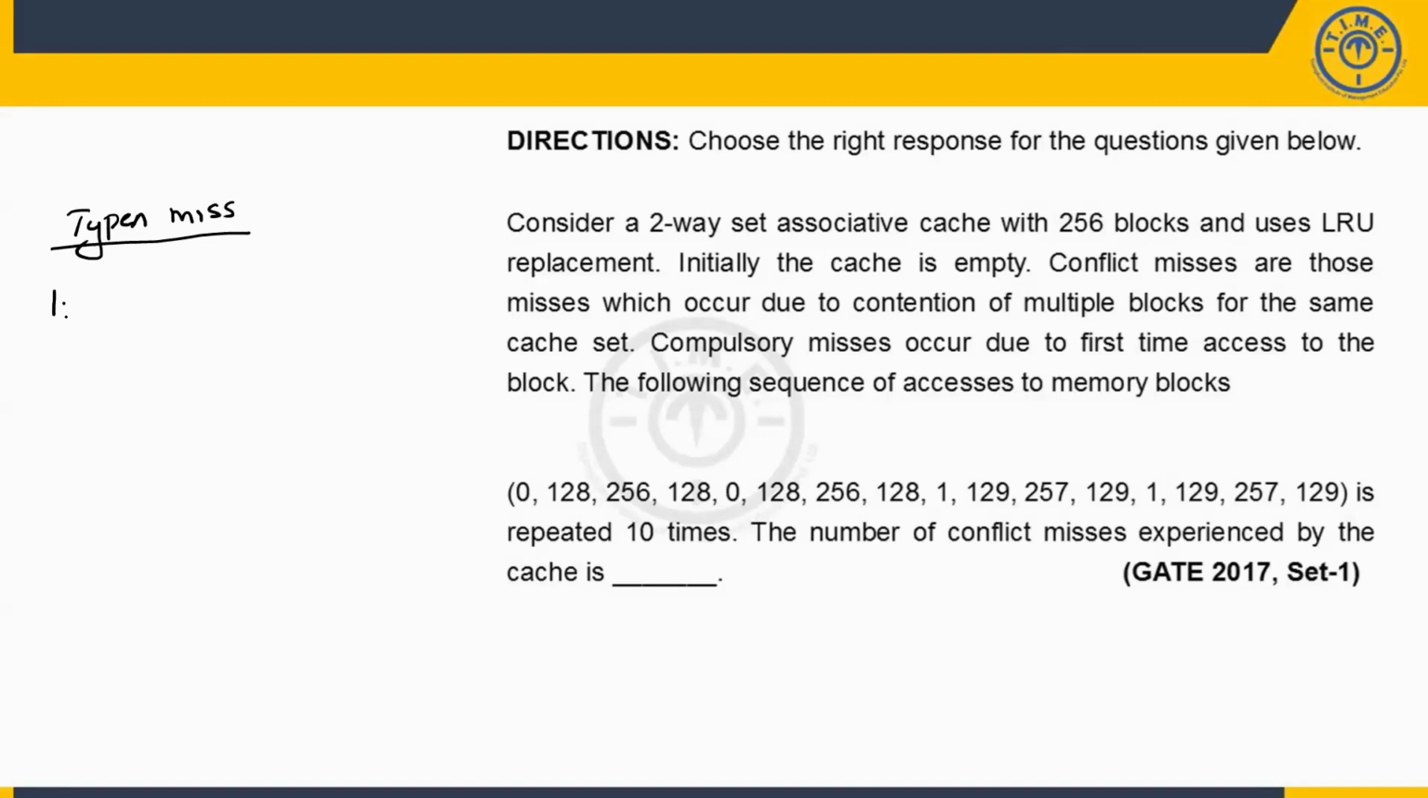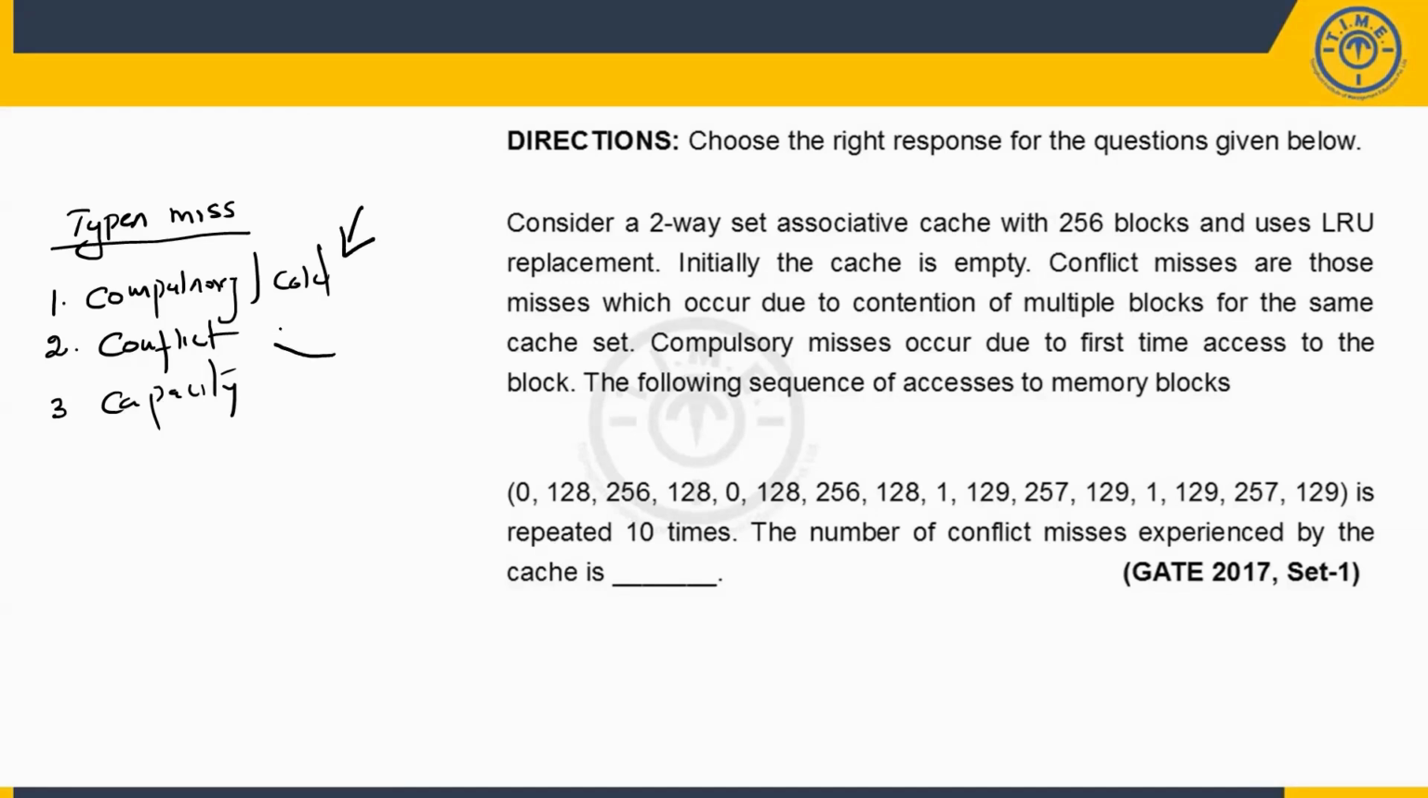Do you remember this, Ravi? Yes, sir. What are those? Compulsory miss, conflict miss, and capacity miss. The first one is the compulsory miss. Compulsory can also be called a cold miss. The second one is a conflict miss, and the third one is a capacity miss. What is a compulsory miss? If you are searching for a data element for the first time in the cache memory, it would throw a miss. That is categorized as a compulsory miss.